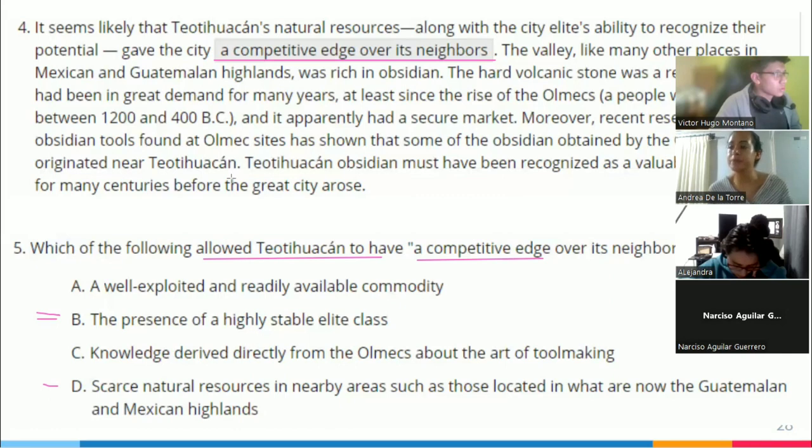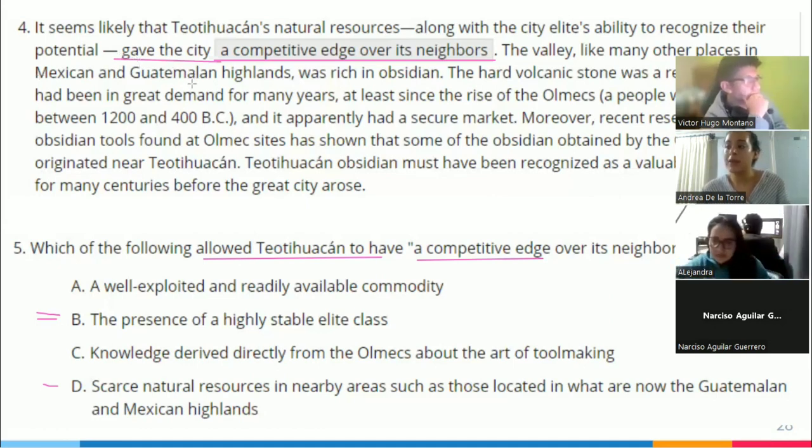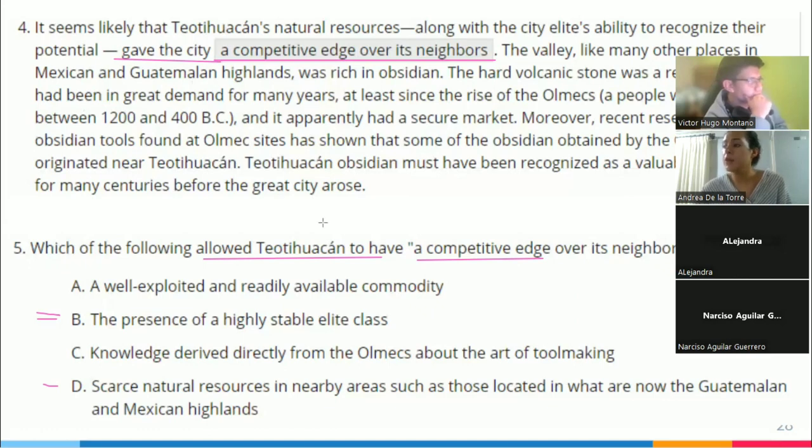Let's read. It says, it seems likely that Teotihuacan's natural resources, along with the city and its ability to recognize their potential, gave the city a competitive edge over its neighbors. Do you guys think that giving the city a competitive edge is the same or similar enough to allowing the city to have a competitive edge? Yes, right? It's almost the same. So there we have it. We have the answer. What gave the city, or what allowed the city, to have a competitive edge over its neighbors? The answer is Teotihuacan's natural resources, along with the city and its ability to recognize their potential, right?